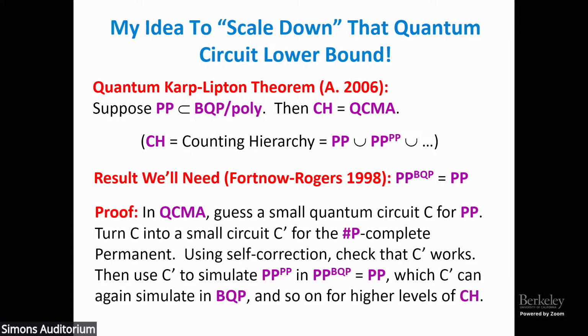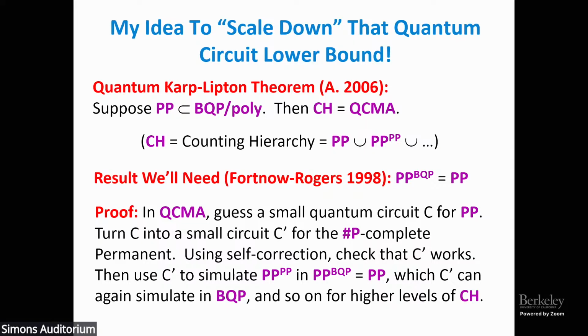Okay, so now let's prove this first quantum Karp-Lipton theorem. How's it go? We get to assume that PP has a small quantum circuit. So in QCMA, we're going to guess that circuit. Natural thing to do. We get to guess a poly-sized classical witness, and then we can turn that into a quantum circuit for computing the permanent. And then we can use the fact that the permanent is self-checkable. So now we can check whether our circuit works or doesn't work, or correct it into one that does work. And so now we have a new circuit, a C prime, that we know works.